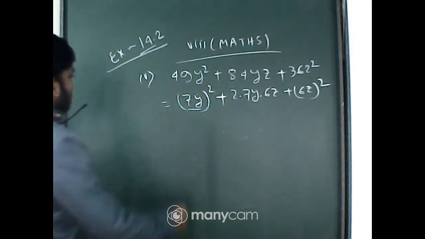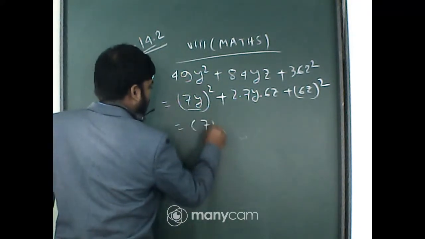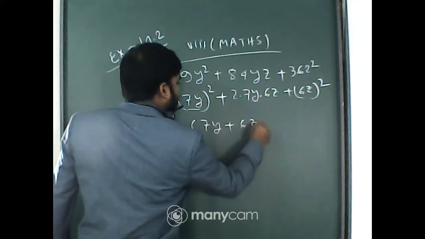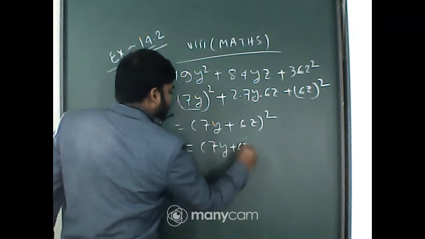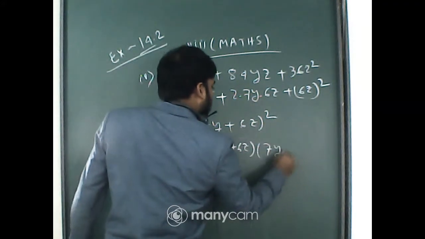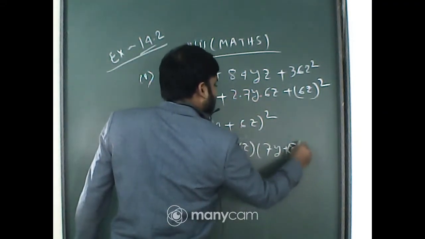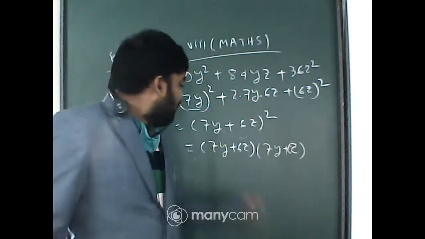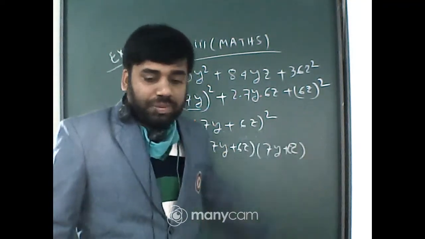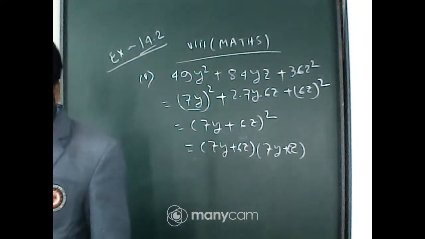So therefore it is 7y plus 6z whole square. So it changes into 7y plus 6z into 7y plus 6z. Like that, a plus b whole square, a square equals a into a, so a plus b whole square is a plus b into a plus b. Got it, everyone?